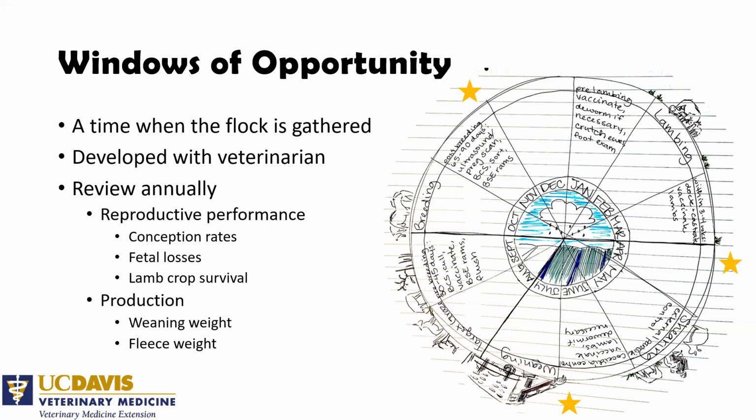So our benchmarks on conception rates, our target is a 95% conception rate. And that means we hope that 95% of the ewes do conceive within the 45-day breeding window that we give them. If we start seeing fetal losses, and by fetal losses, I mean abortions where we know a ewe aborted a fetus.